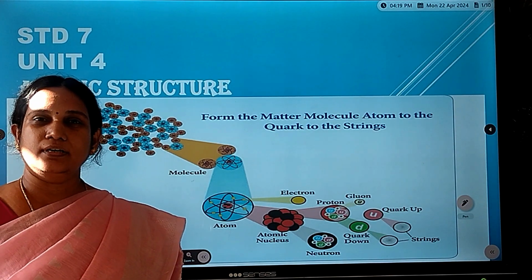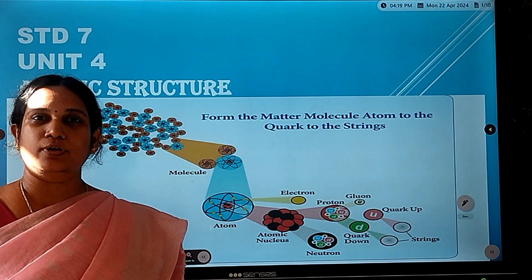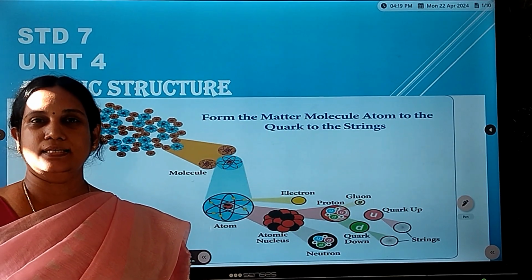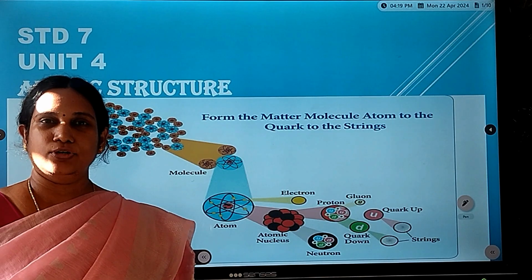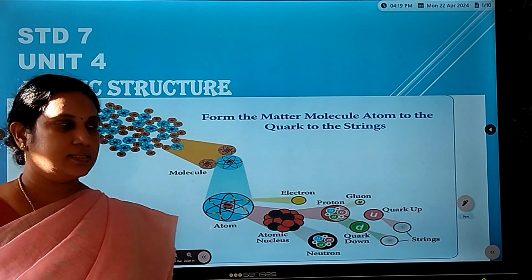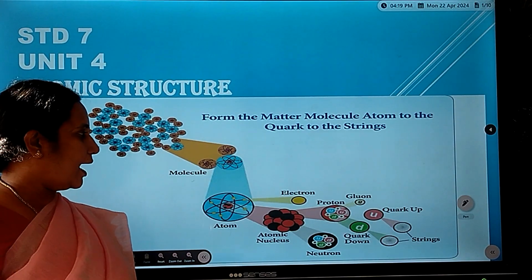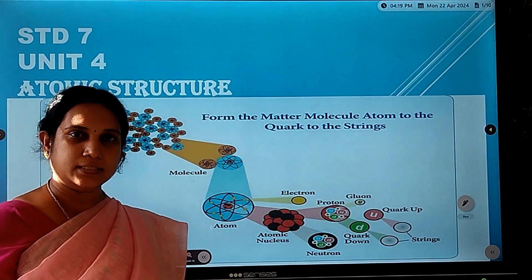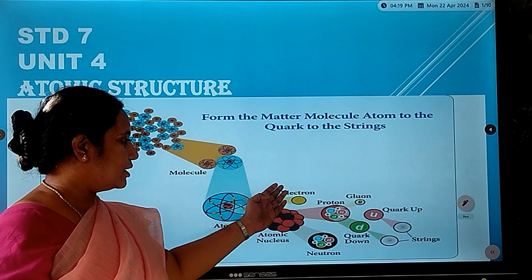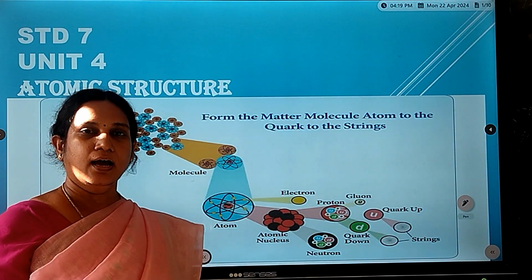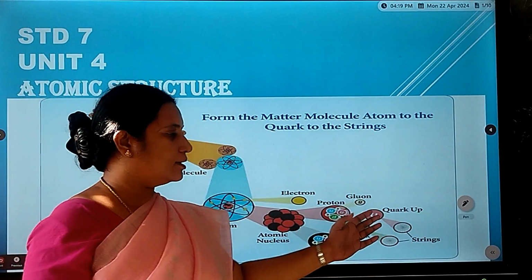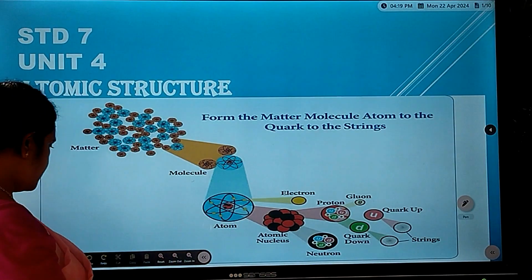And do you know children, what is the basic unit of our body? Yes, it is the cell. Cell is the basic unit of a body. So likewise, atoms are the basic unit of matter. And atoms comprise subparticles: protons, electrons, neutrons, etc., which in turn form the matter again.